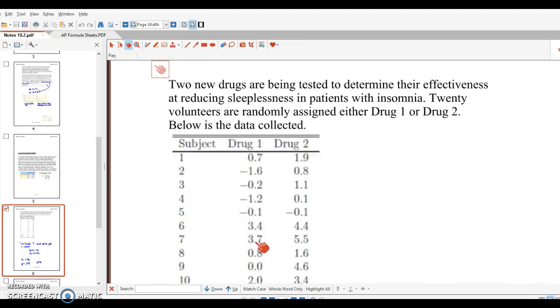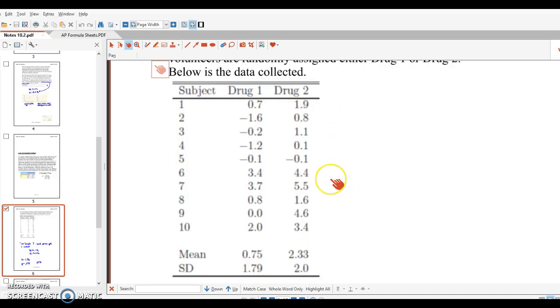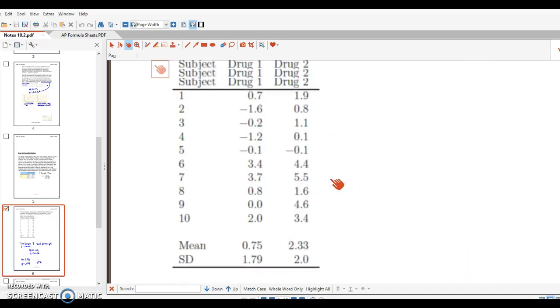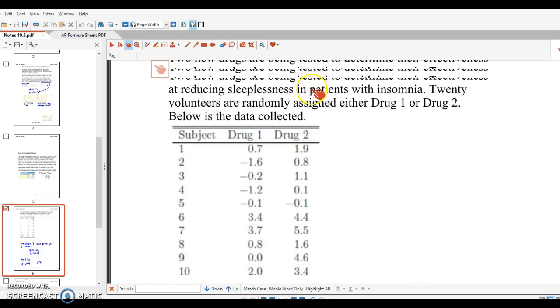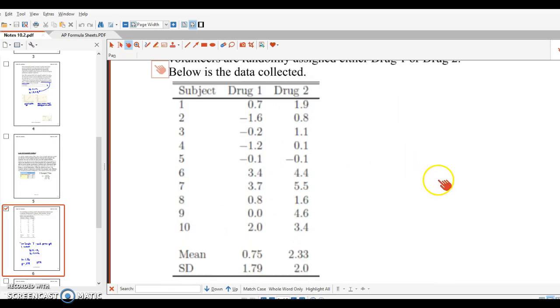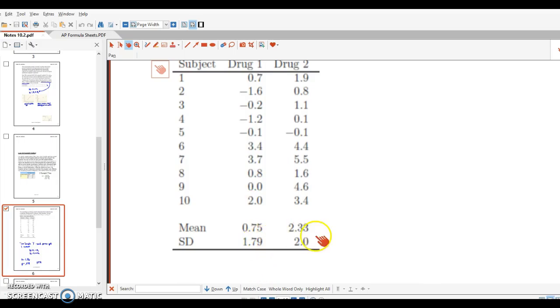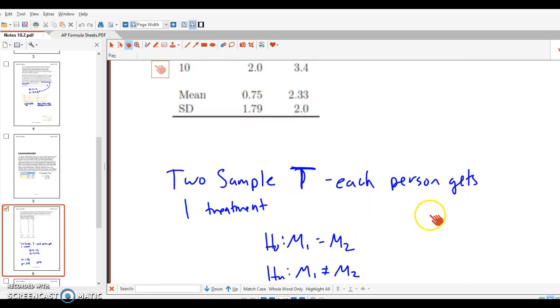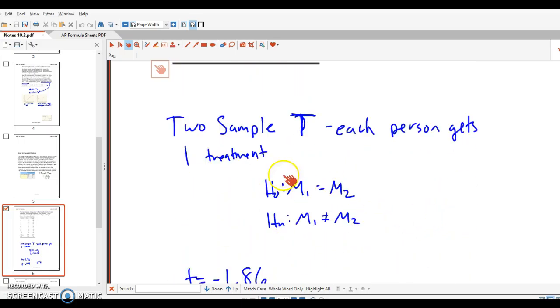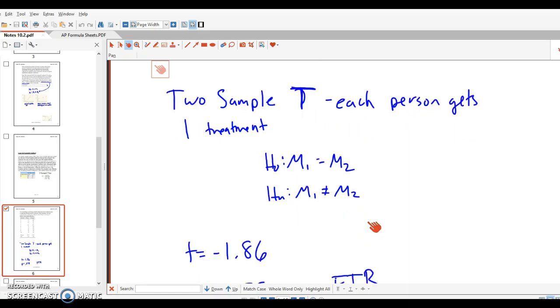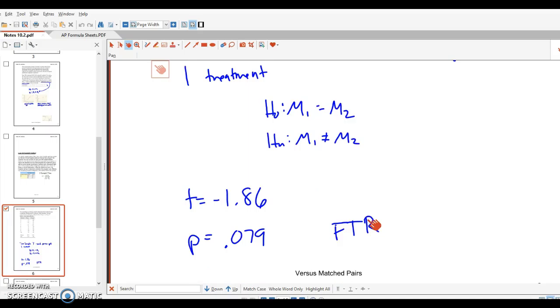So the first one in OneNote, where they were randomly assigned to either one or the other of the treatment groups, would be considered a two-sample t-test. I have two treatment groups, 10 in each, but it does not say anything about them being paired. So I have the mean and the standard deviation of each group separately. My hypotheses would be that mu1 is equal to mu2 versus mu1 not equal to mu2. In other words, there's some difference in the effectiveness of this to help people with insomnia.